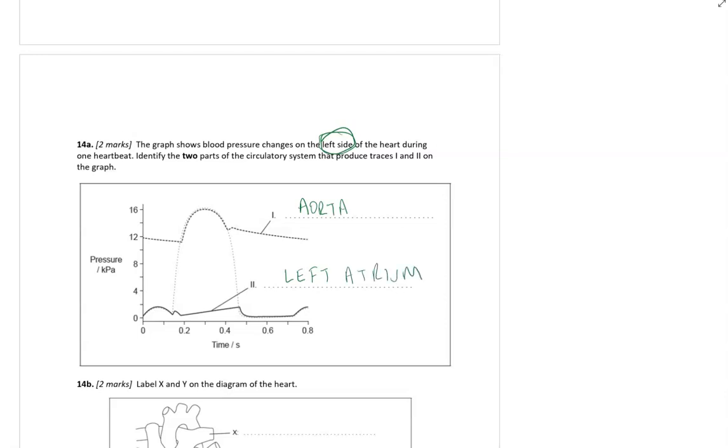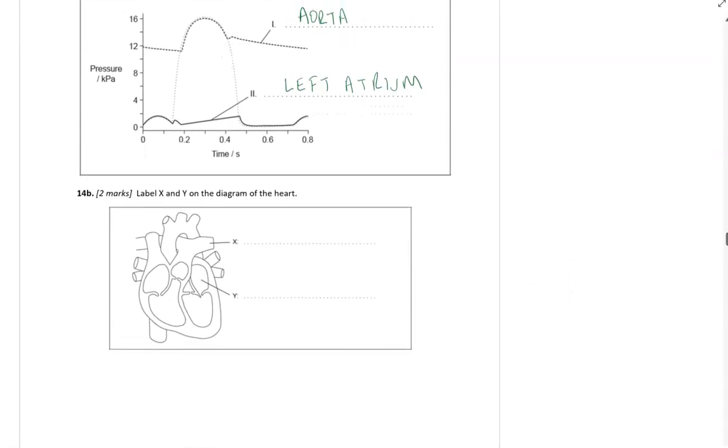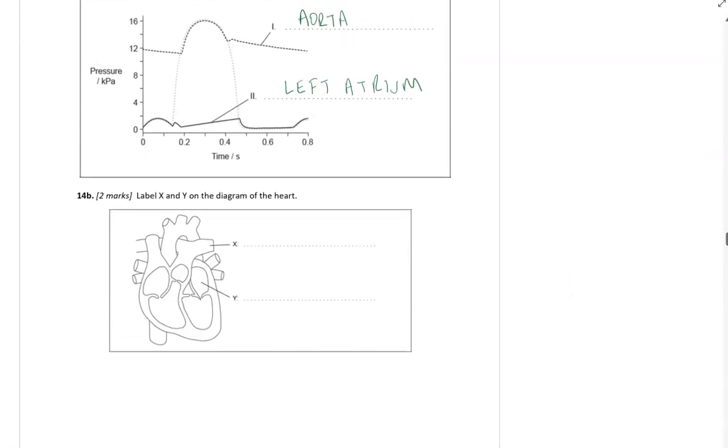Okay, so that was just learning from that graph that we talked about before the exam. And then label X and Y on the graph. So X is the pulmonary artery, and Y is again the left atrium.